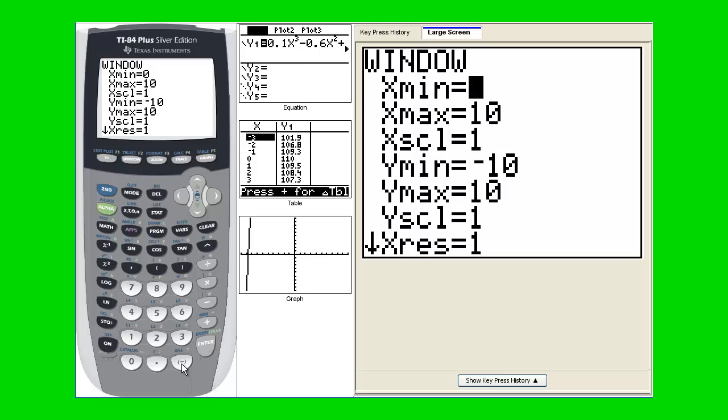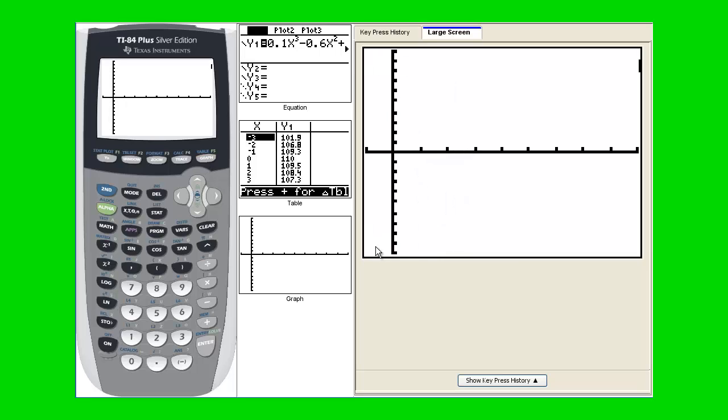Actually, I'm going to make that negative 1. I like to see that. Here we go. So negative 1. Go down. Now x max, I'm going to make that a 9 according to the graph that's given to us. Hit enter. And then we're going to go to our graph. So you see this changed our viewing window. It goes from negative 1 to 9. We're still from negative 10 to 10.